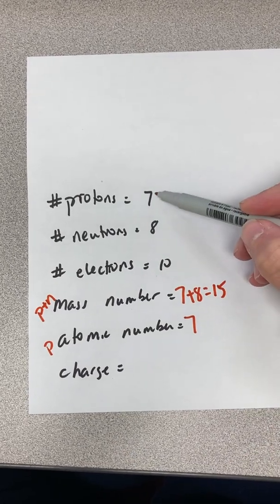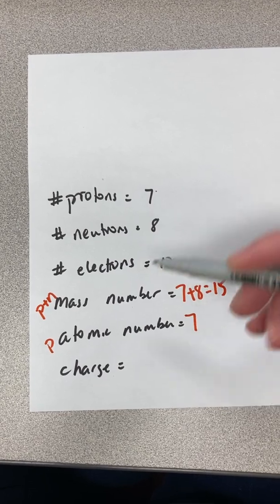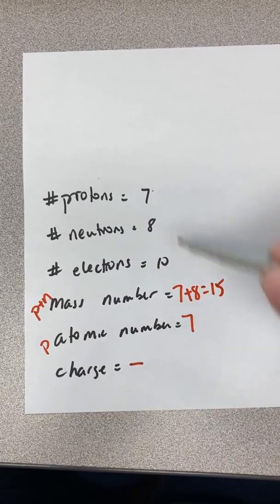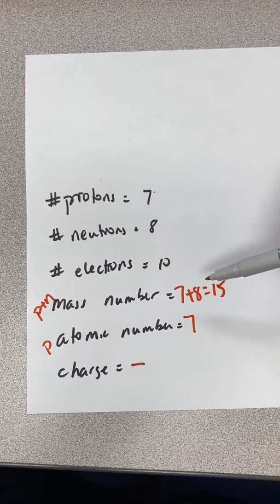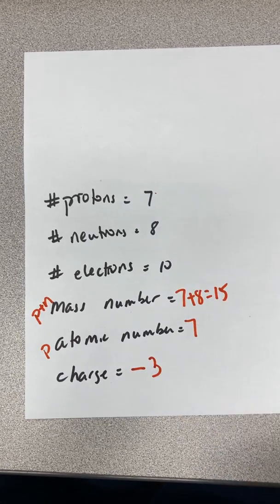Now we want to know the charge. So we're going to look at the protons and electrons. We have to compare them. There's more electrons, so it's a negative charge. And 7 and 10, that's a difference of 3. So there's 3 more electrons.